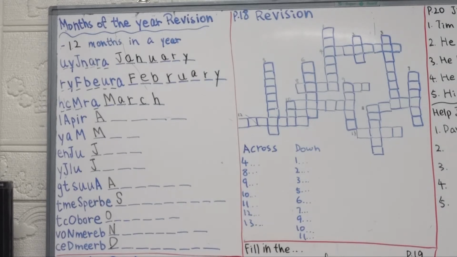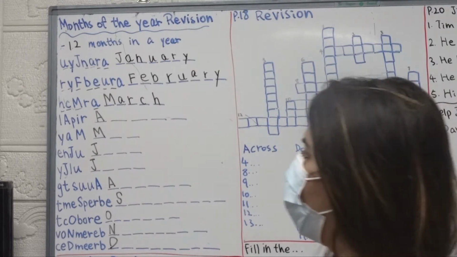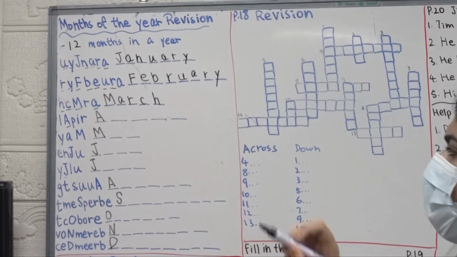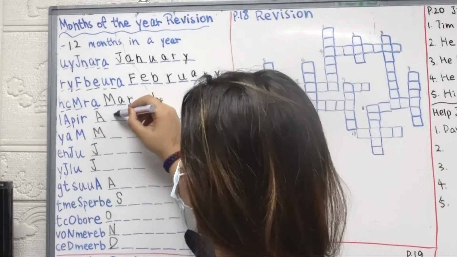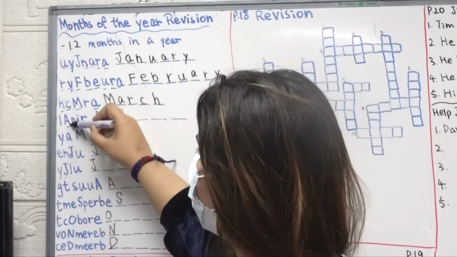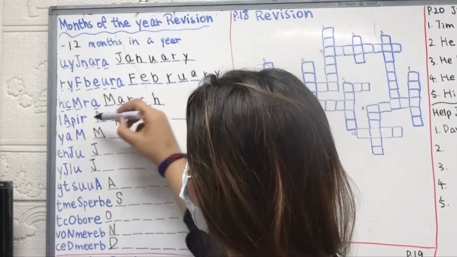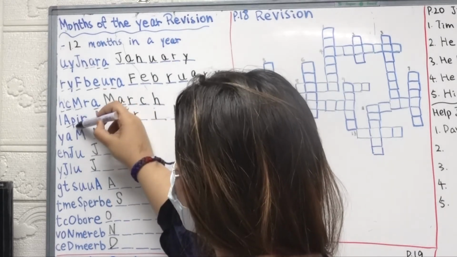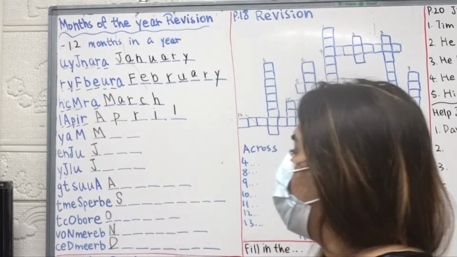The next one we have after March. Which month comes after March? The fourth month of the year is April, right? April. So how do we spell April? The first letter has been done. A, P, R, I, L. Can you spell it without looking at your book?